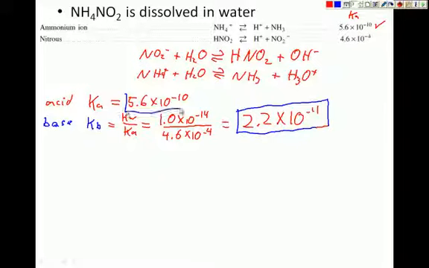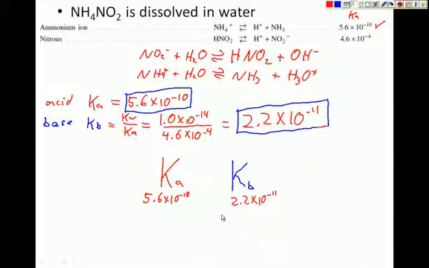Okay? And again, here's our Ka. So let's compare the two, Ka and Kb. Again, 5.6 times 10 to the minus 10 and 2.2 times 10 to the minus 11. Now, which one is bigger? Well, our Ka is a bit bigger than our Kb. So Ka is bigger than Kb, and therefore this forms an acidic solution.